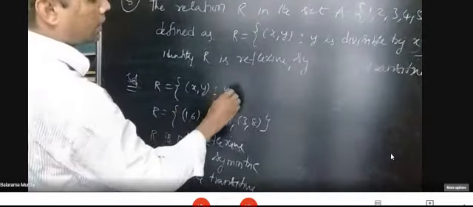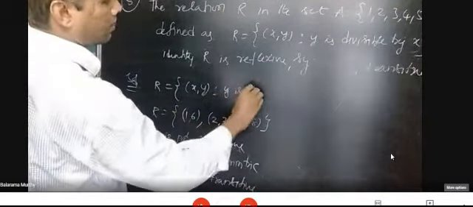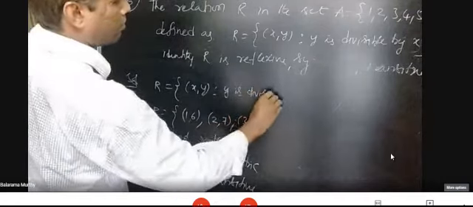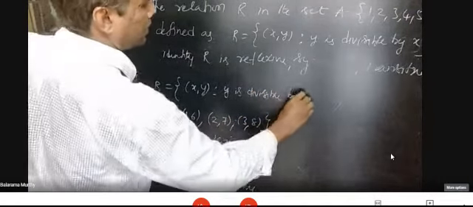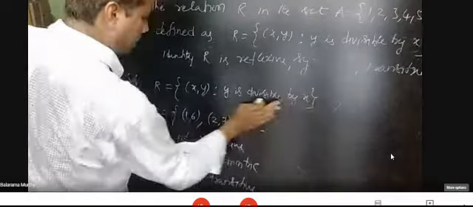Then first find out what are the elements in the relation. Y divisible by x means what? X divides y. But the values we need to take are only 1 to 6. So the relation is y is divisible by x. Then what are all the elements here?